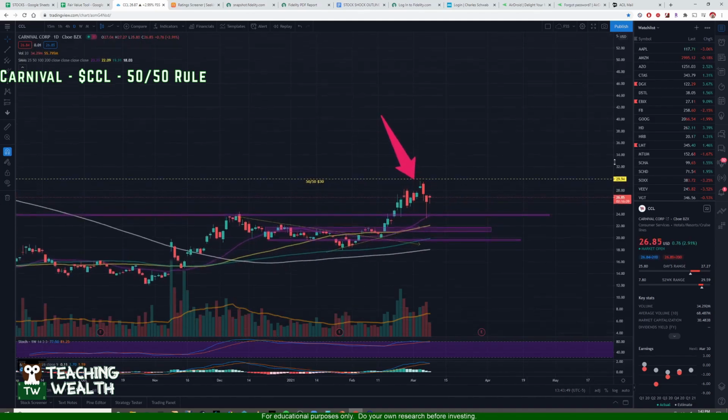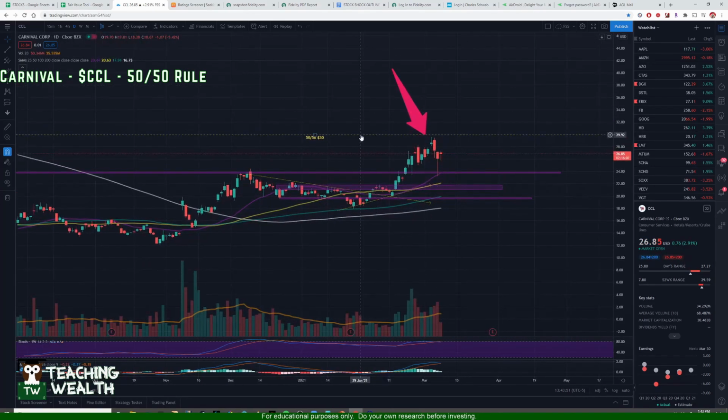And again, not everything is guaranteed to happen, but just keep in mind that there is more chance than not that becomes a resistance for you. So that's what's going on with CCL right now.